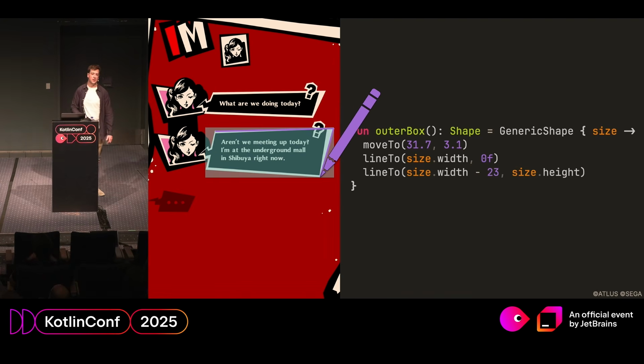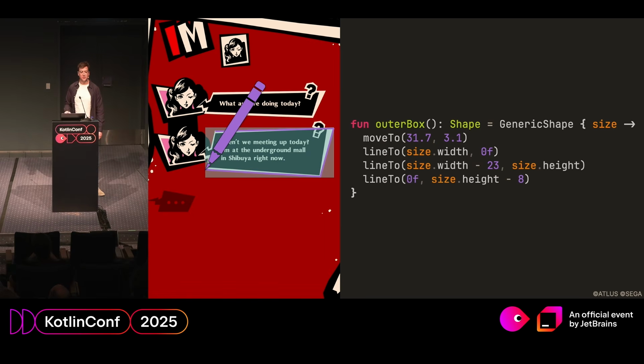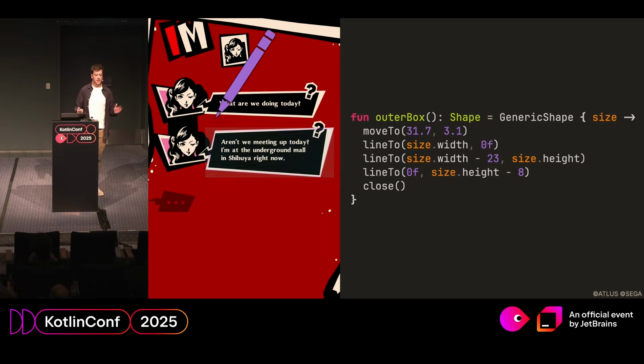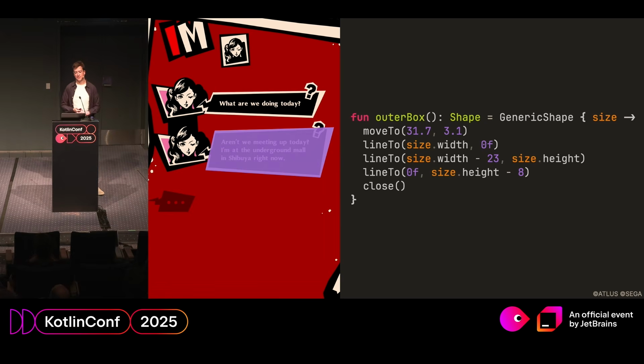Another lineTo call, this time you can see we're using both width and height. We're going to draw down to that bottom right-hand corner. LineTo, and then finally close. So close says, yes, we're done. This is the shape that we want to use.